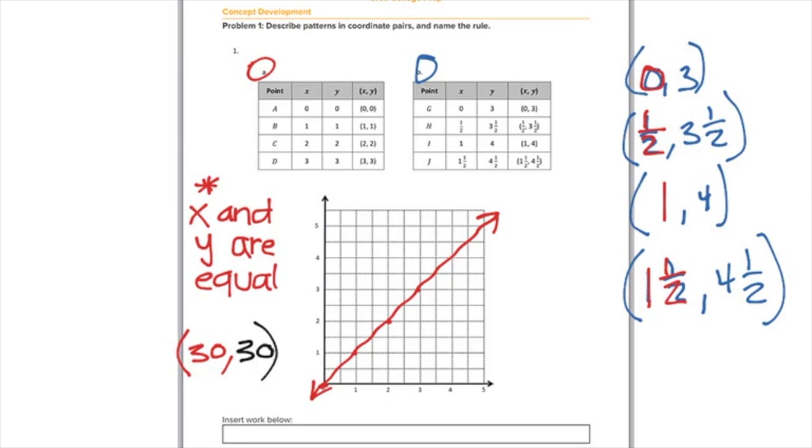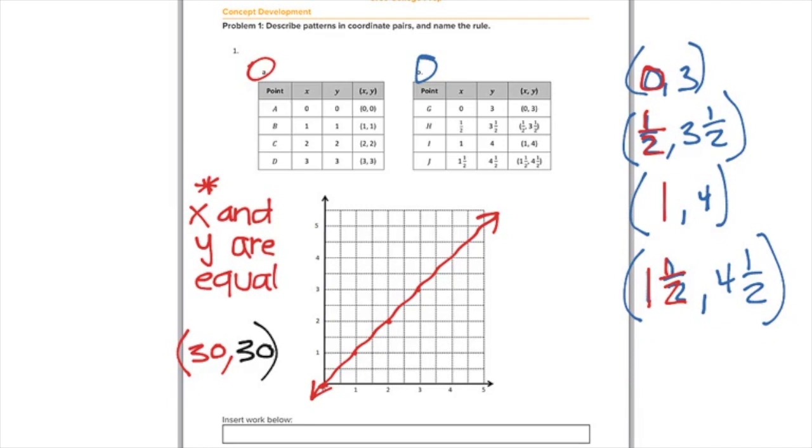We need to look for the pattern between x and y, not the patterns in the x's or in the y's, right? Because I could say 6 right here, and that doesn't follow that pattern, but that's okay for me to say. You're always looking for the pattern of the relationship between x and y. So let's look at the relationship between x and y.